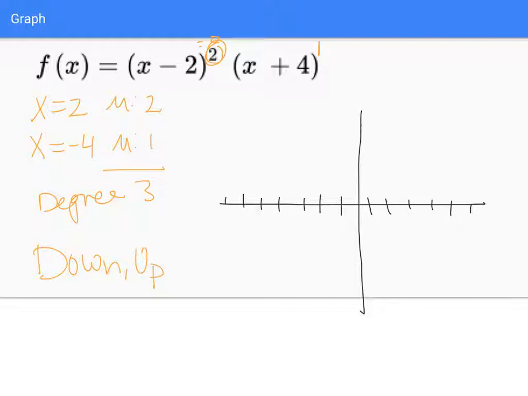So I'm first going to plot this x equals 2. I'm going to put a star there. X equals negative 4, I'm going to put a point. I'm starting down here, and I go through any points, and any stars I touch and turn around. So a graph could look something like that. And you should put arrows. If you don't have arrows, I'm not giving you full credit.